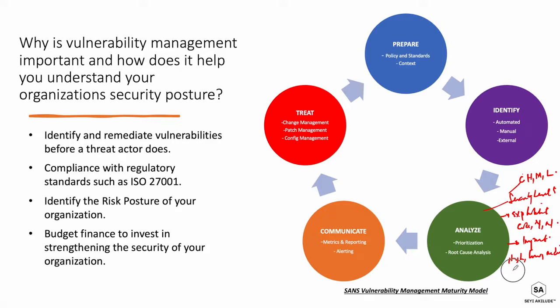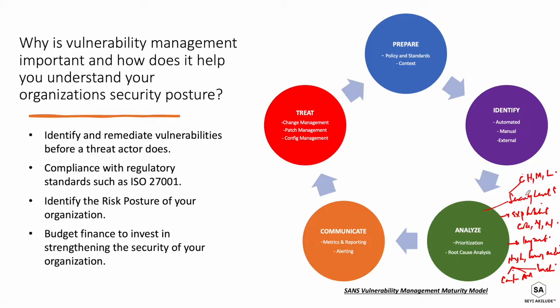And that impact could also be categorized. What impact would it have in terms of confidentiality? What impact would it have on our availability of data? And what impact would it have on the integrity of data? So these are some of the critical metrics that could be used to prioritize or analyze a vulnerability.